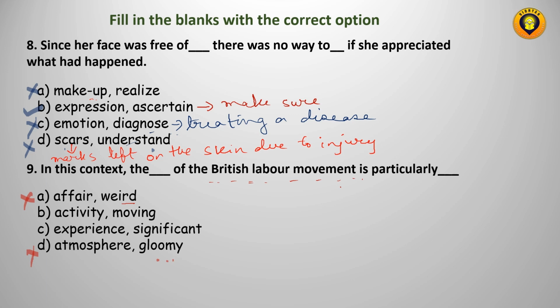We are left with two options: activity, moving, and experience, significant. Now, which one to choose? When we say moving, it means deeply affected. We can say the letter was deeply moving, or the movie was deeply moving. That means I was really touched by the movie. Now, this labor movement is nothing related to emotions, right? So it cannot be moving. There has to be something else. So this option also we are going to eliminate. We are left with only one option: experience and significant.